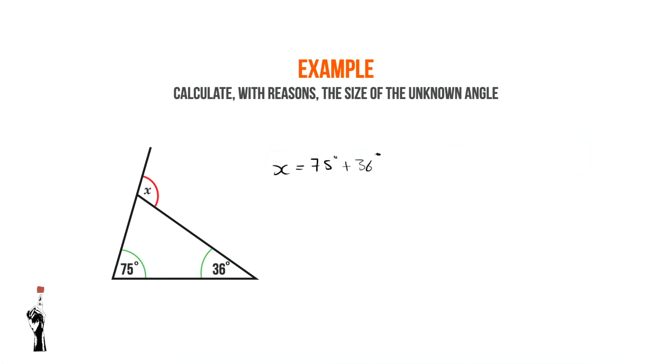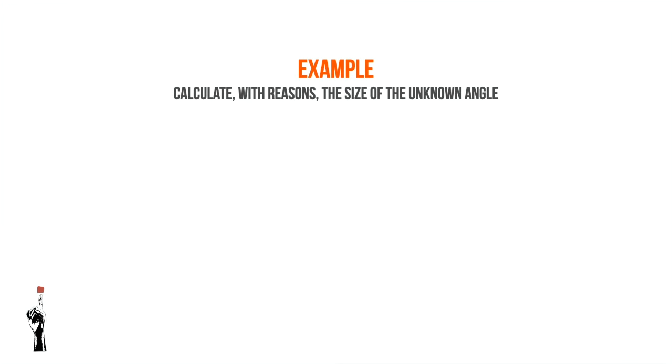But how do I know that x would be equal to those two? That is because I know my theorem, so I need to write a reason. And my reason is exterior angle of a triangle. So I write on the right-hand side of my statement, exterior angle of a triangle. Now I need to calculate x, and if I add those two angles up, I find x equal to 111 degrees. Let's do another example.